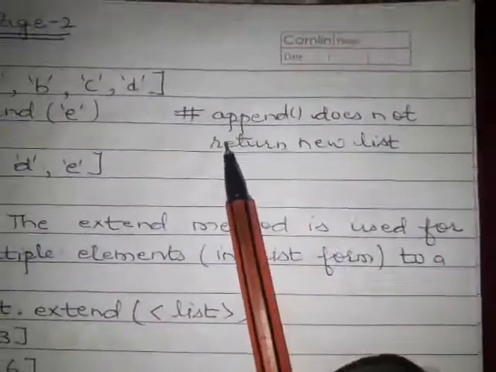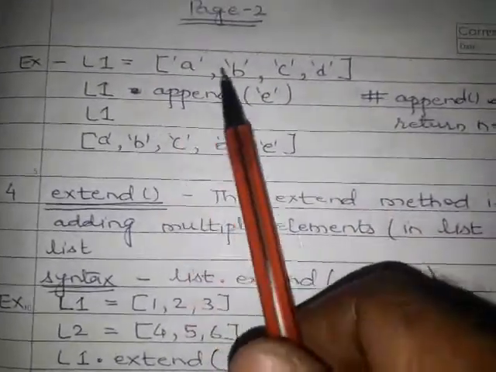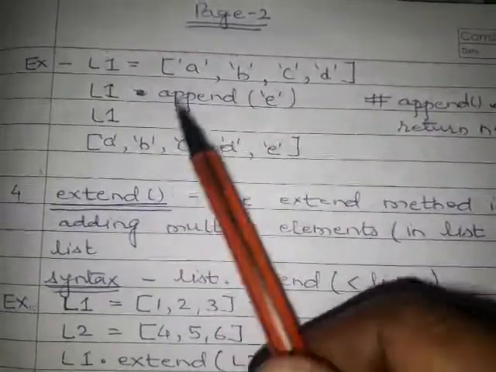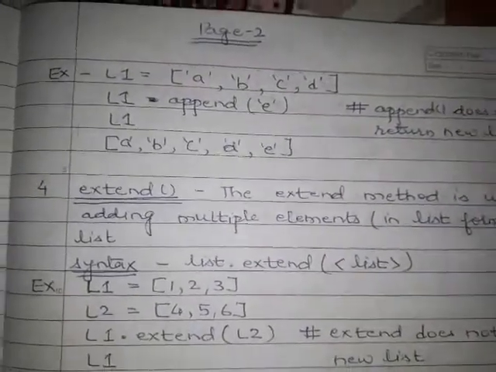Okay. Append does not return a new list. Actually it works on the same list. It does not create a new list. So all the time you have to know it. It does not give a new list.